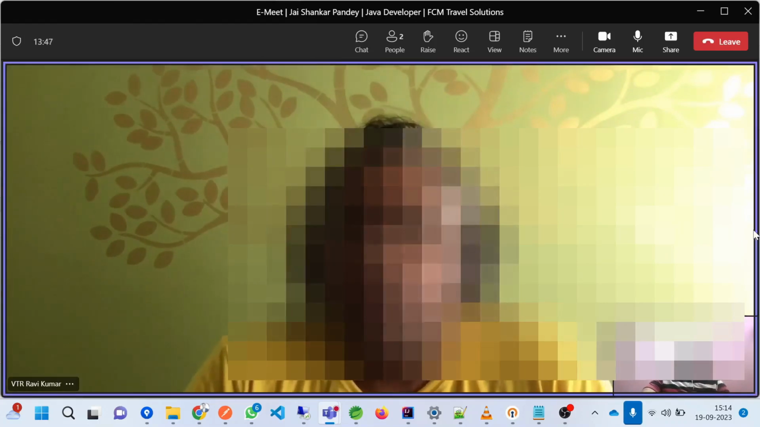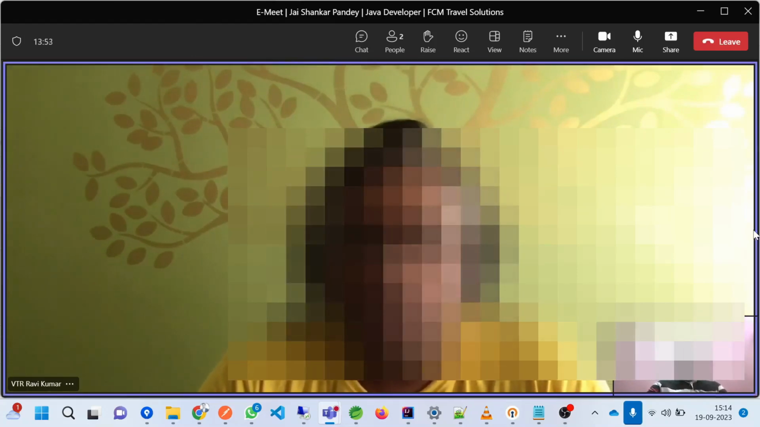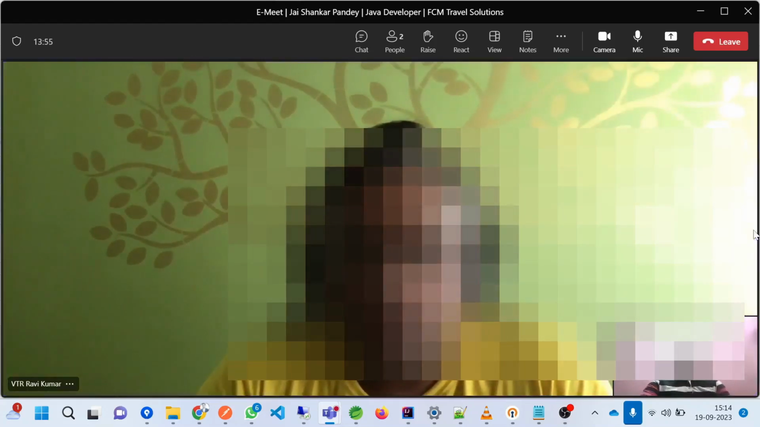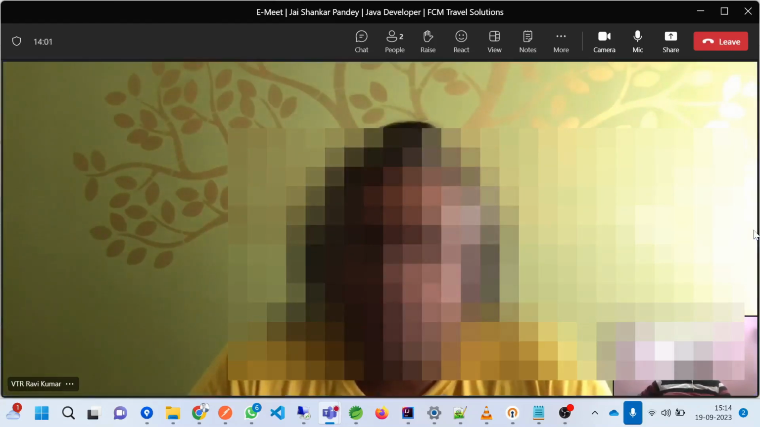Okay. What is the current team size? And your particular role, you are in Java development, is it? Yes. So all eight are developers, or are there other roles as well? Five are developers and three are QA.